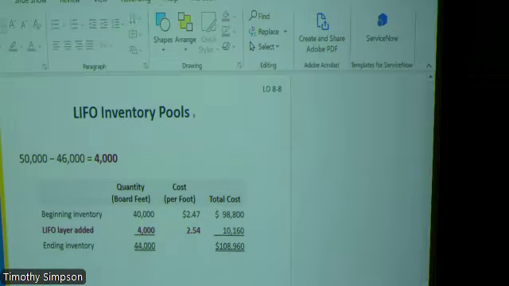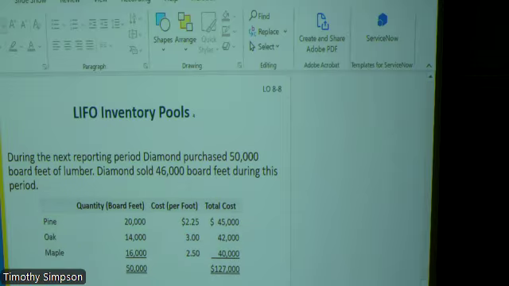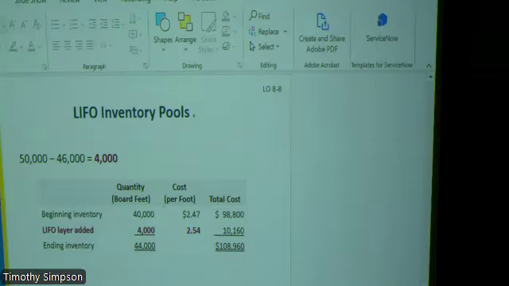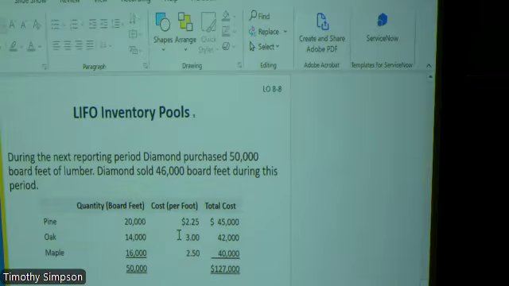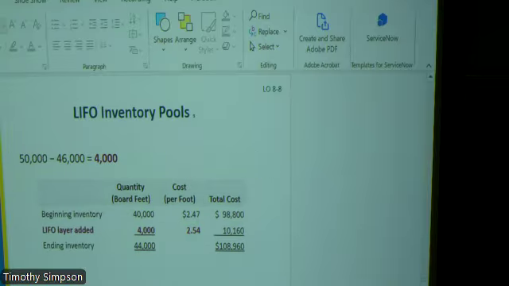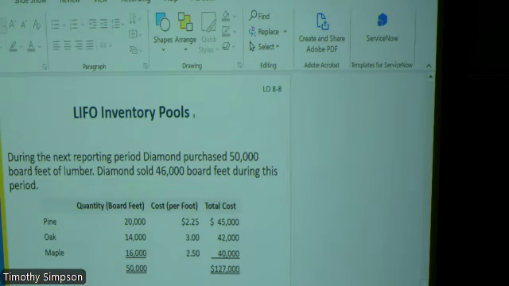So 46,000 units were sold. So what's going on here? We had beginning inventory of 40,000, and we added another layer of 4,000 because why? The difference between 50,000 and 46,000 is 4,000. So it's that newest purchase that we add as a layer of inventory. We sold 46,000 of this 50,000, so we added 4,000 at a unit cost of 2.54.